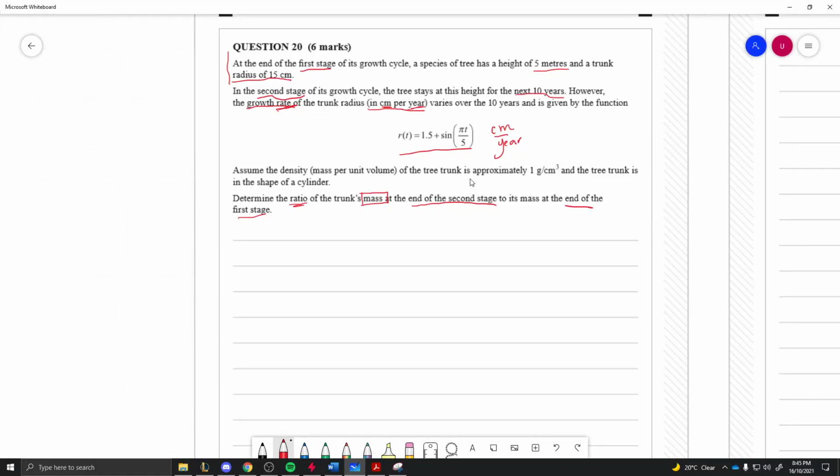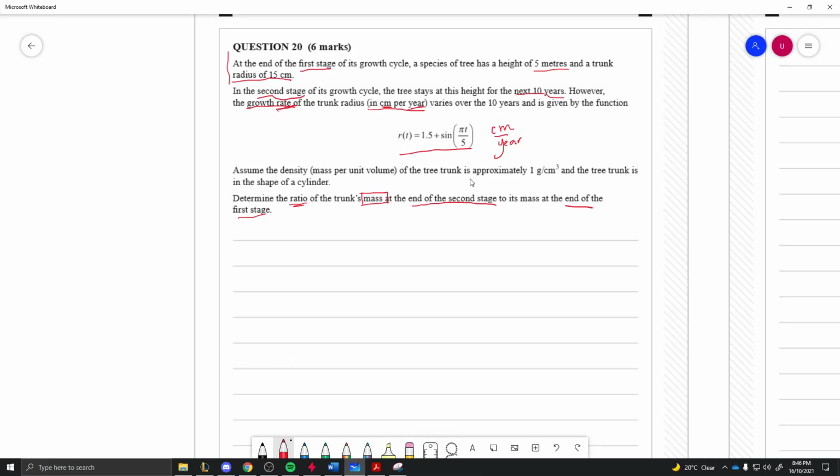So, determine the ratio of the trunk's mass at the end of the second stage to its mass at the end of the first stage. So because this is a rate, and you don't really want to be using your rate, you're probably going to have to integrate this. So this is your rate. Let's just call it capital R. So capital R of t.